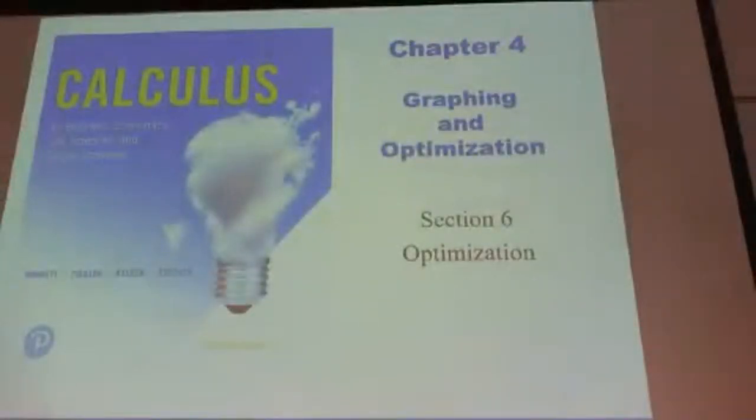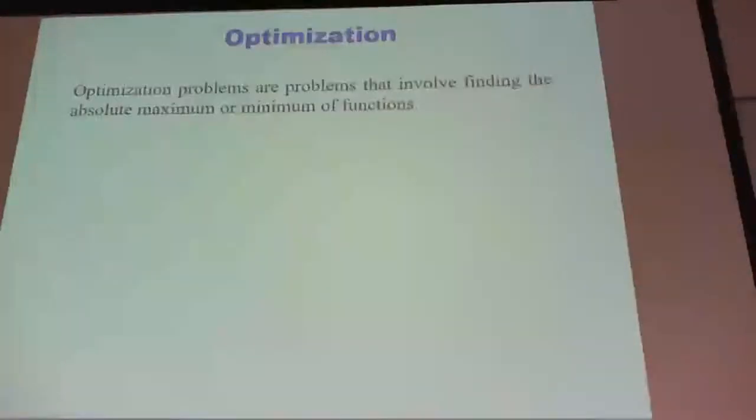So the last section in the chapter is optimization. Basically, it's the word problems. We've been doing these problems over and over again, finding answers, but we haven't put them in the form of a word problem. So optimization problems are problems that involve finding the absolute max or min of functions.